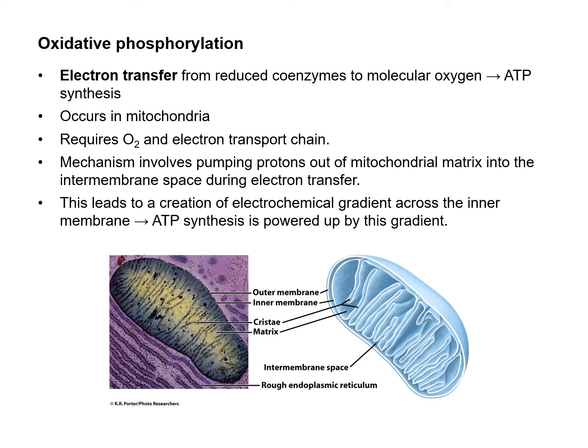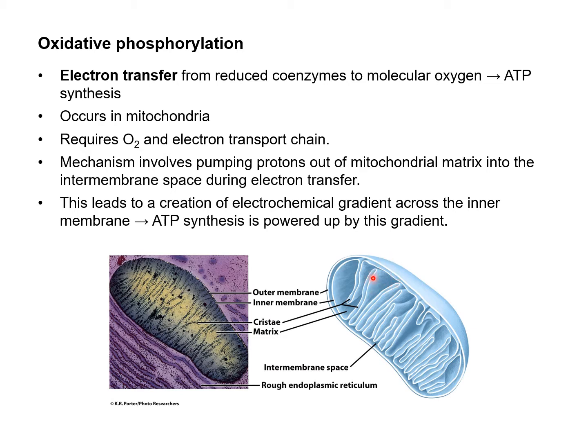This process is known as oxidative phosphorylation, which occurs in mitochondria, and it also requires an oxygen molecule as well as a functioning electron transport chain. The mechanism for oxidative phosphorylation involves pumping the protons out of the mitochondrial matrix into the inner membrane space during the electron transfer. And this pumping out of the protons leads to the creation of an electrochemical gradient across this inner membrane, and that leads to the ATP synthesis. Basically, this gradient is used as a power source for this ATP synthesis.